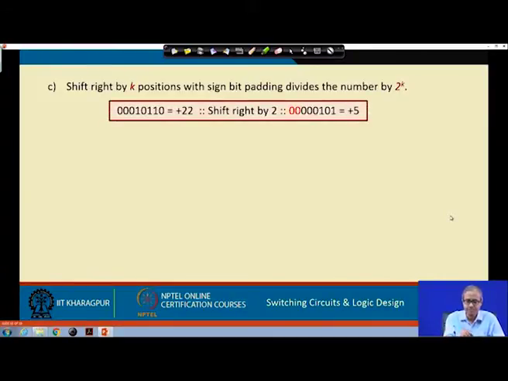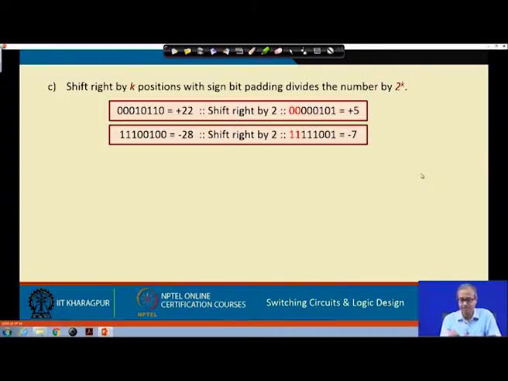Similarly, if you shift right, it means dividing by 2. If you shift right by k positions, it means dividing by 2 to the power k. So, again an example, this is a number, this represents plus 22, this you can check. If you shift right by 2, zeros will be inserted on the left. So, this becomes 5. So, 22 divided by 4 is 5 point something. If you ignore the decimal part, it is 5.